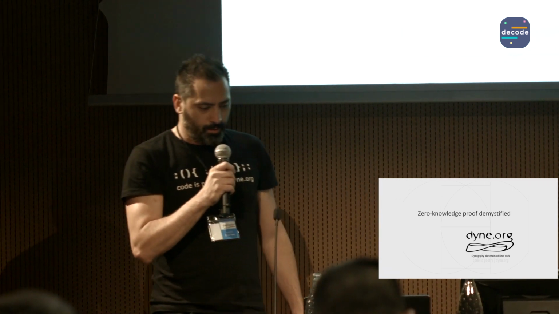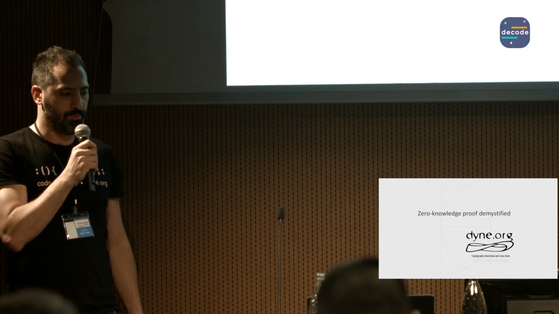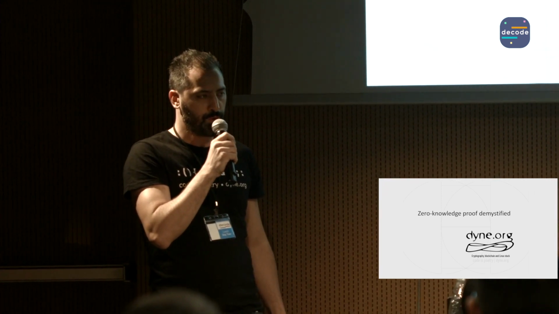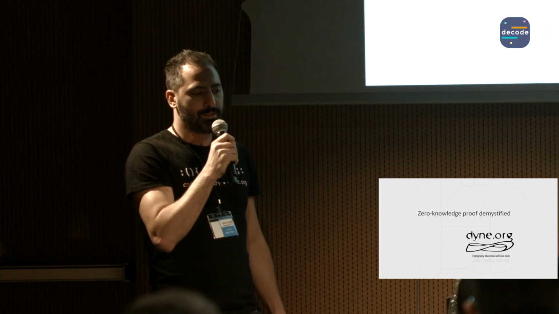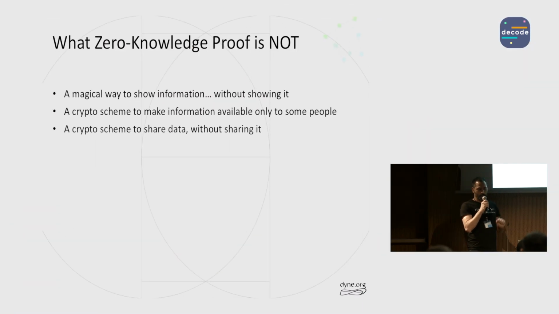As we started working with zero knowledge proof and talking to clever people that have worked more than us with blockchain, with cryptography, we figured out that even though this word is in the mouth of everybody at the moment, there is very little understanding of what it is and what it does. So I'm going to start with what zero knowledge proof is not. It is not a way to magically show information without showing it, because that's what most people are assuming.